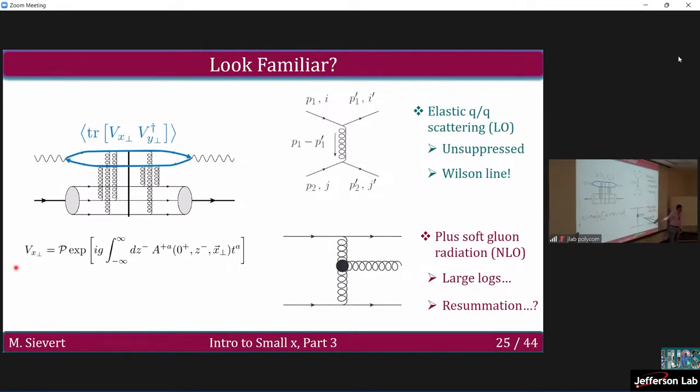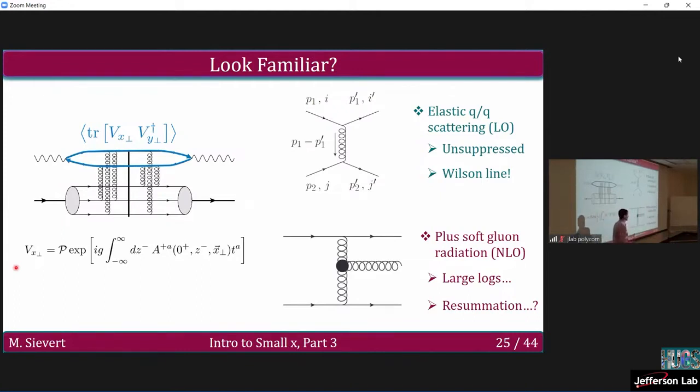Radiative corrections can change the energy dependence because they start to introduce large logarithms coming from the huge rapidity available to radiate soft gluons. So the next natural step is, if I know I need to build DIS out of Wilson lines, then I need to start calculating small x radiative corrections to the Wilson lines that are going to generate more and more complicated operators.